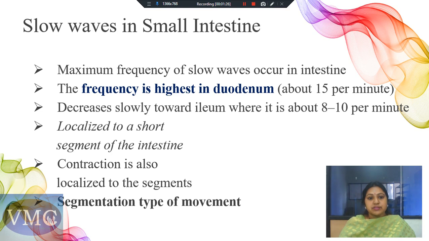It is localized to a short segment of the intestine. So it is only confined to a very short segment, and this causes the contraction to be localized to that particular segment. So one type of movement in the small intestine is segmentation, which is confined to a particular part of the intestine, and this is because of this slow wave activity.